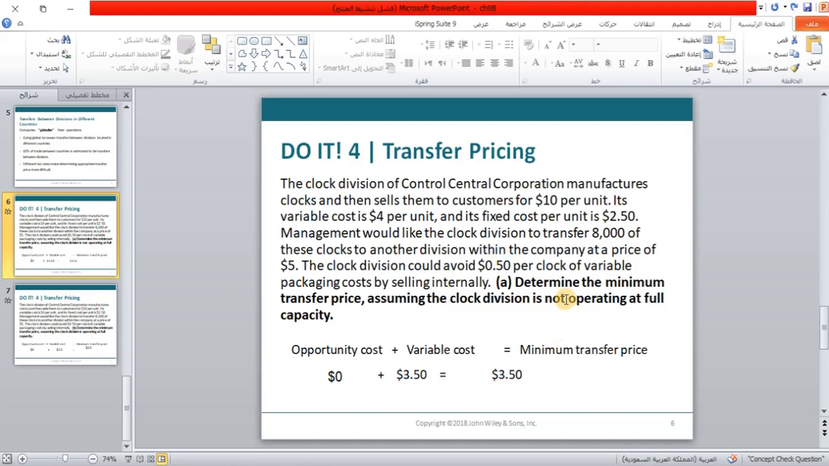Again, because the division is not operating at full capacity, this means it has excess capacity. So the opportunity cost will equal zero. The minimum transfer price will be only the new variable cost, which equals $4 less $0.50, equal to $3.50.